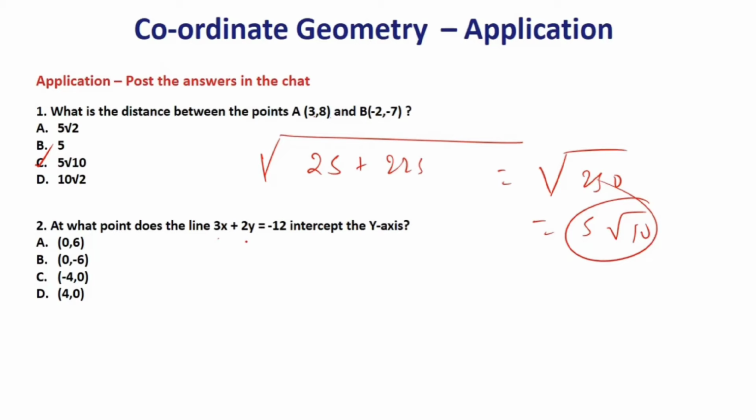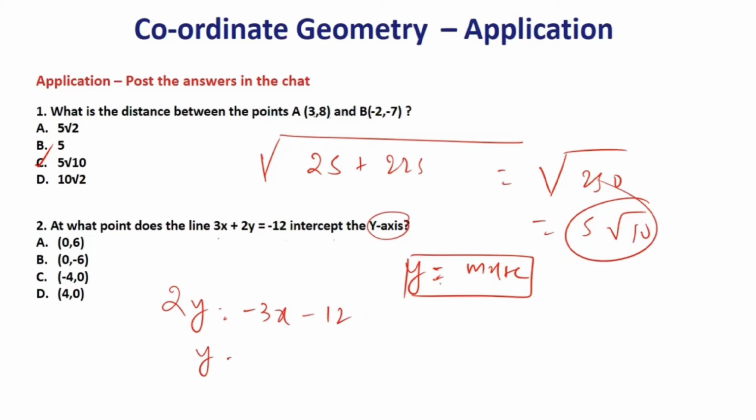At what point does the line 3x plus 2y is equal to minus 12 intercept the y-axis? What does it mean? You have to express it in the slope-intercept form, y is equal to mx plus c form. Let's see. So we can write 2y is equal to minus 3x minus 12. So y becomes minus 3 by 2 x minus 6, right? So what is the intercept on the y-axis? That is minus 6. So what is the point? Point is (0, -6). I hope this is clear to you. So this is quite simple and straightforward.